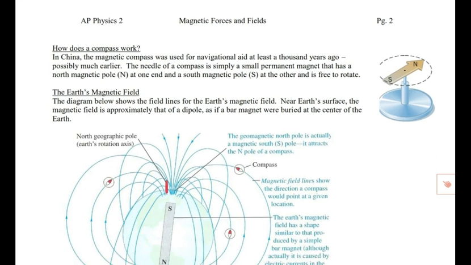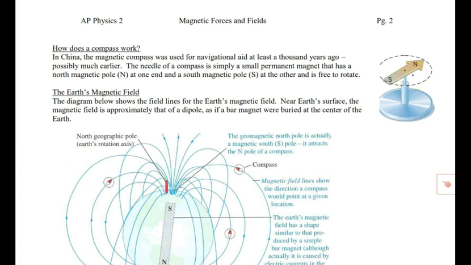Well, the Chinese were the first to discover the compass and then use it as a navigational aid. A compass is really a bar magnet. So this little north-south that you see is just a bar magnet that is very easily able to rotate around.